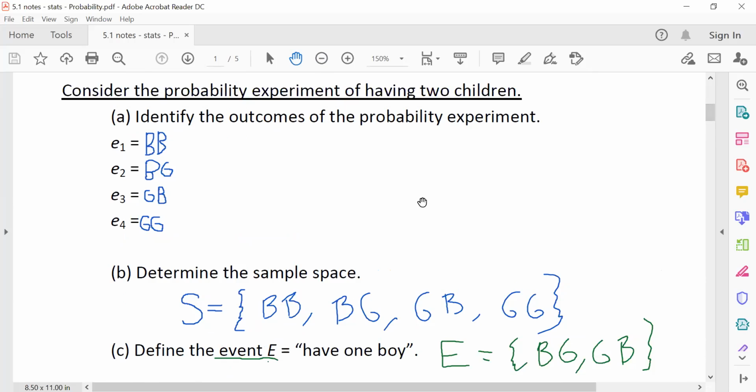So just some simple definitions. Sample space: the set of all possible outcomes. An event is any combination of outcomes from the sample space. An event can have just one thing in it. That's called a simple event. An event could have three things in it. Describe the event of not having two girls, and that would be these first three things. An event can be all four things. An event can be none of them. We'd use the empty set in that case. So lots of things going on.